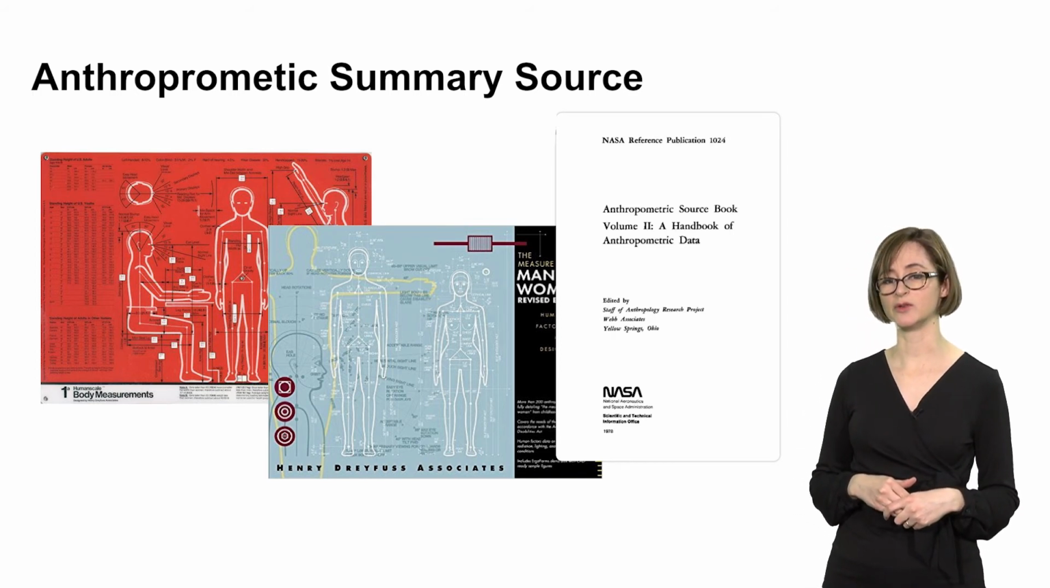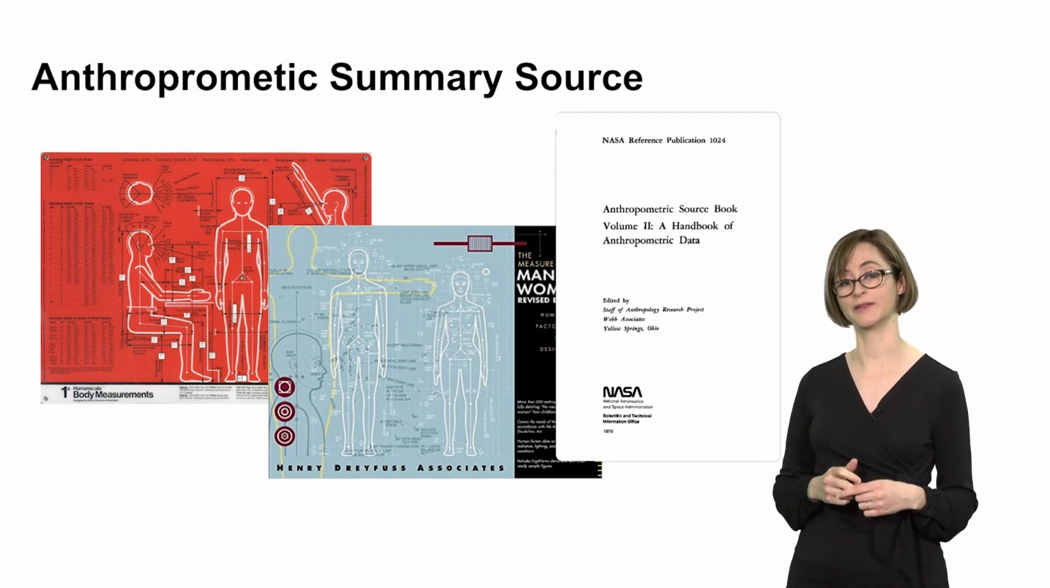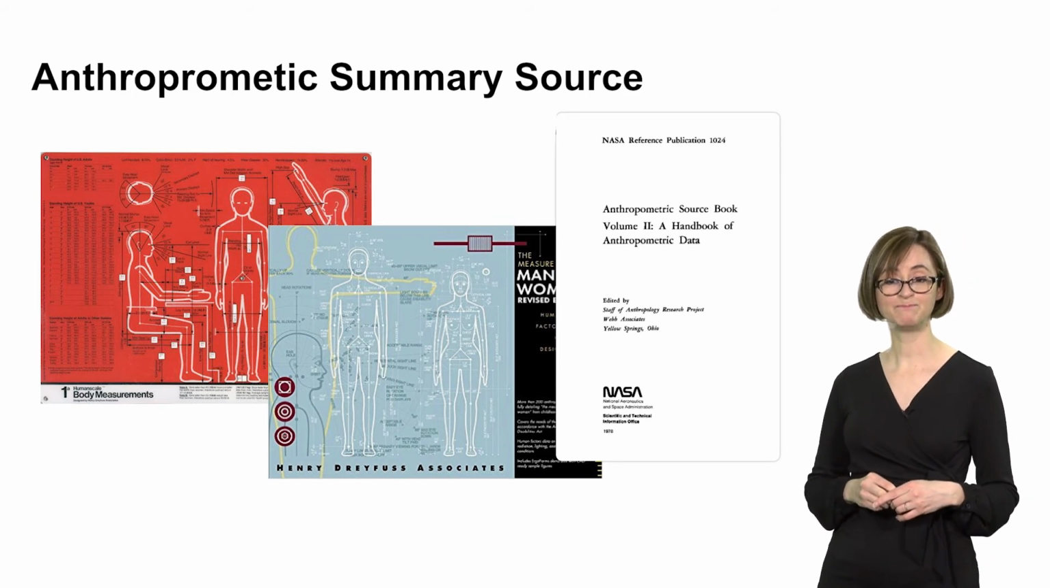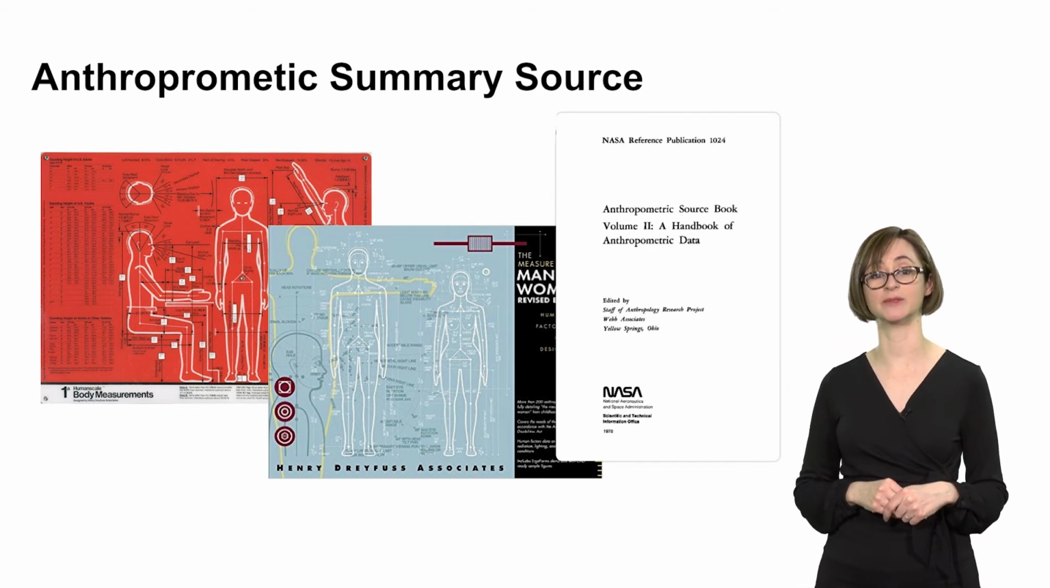Some examples of these sources that are available in our library are the human scale references, which are available only at the McGraw Reference Desk, a book called The Measure of Man and Woman, or NASA's Anthropometrics source book, which contains measurements of astronauts.